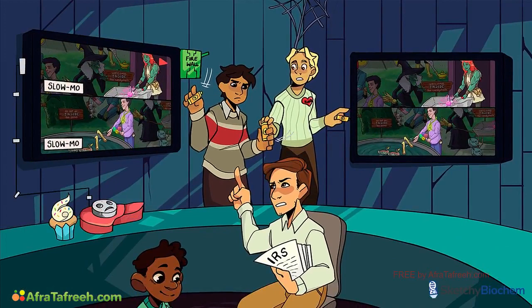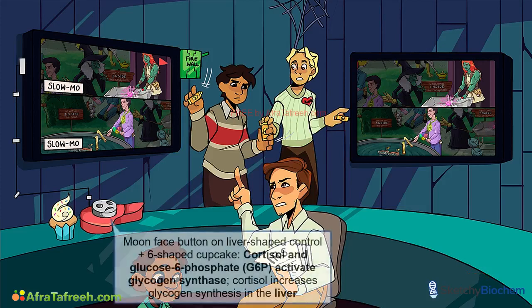Okay, besides insulin, cortisol and glucose-6-phosphate, or G6P, also activate glycogen synthase. Pushing this moon face button will play the video of our ghoulish friend. The moon face is our recurring symbol for corticosteroids. Interestingly enough, cortisol promotes glycogen synthesis in the liver even though it has a catabolic effect in peripheral tissues.